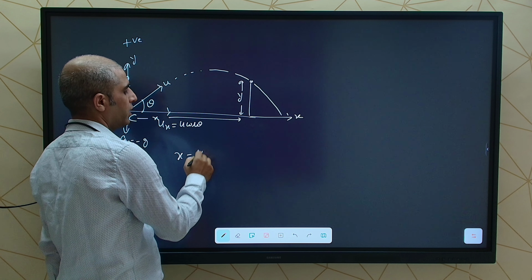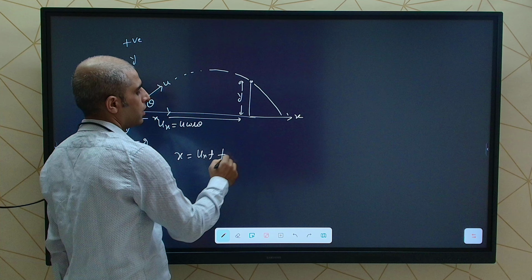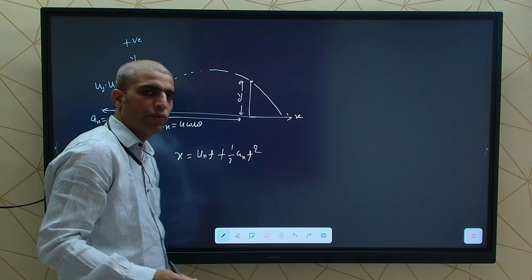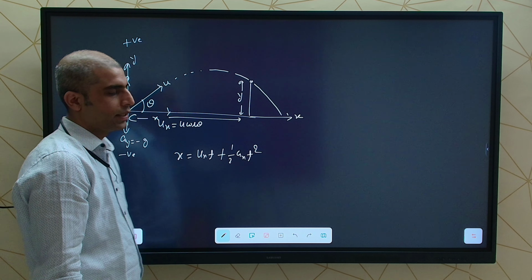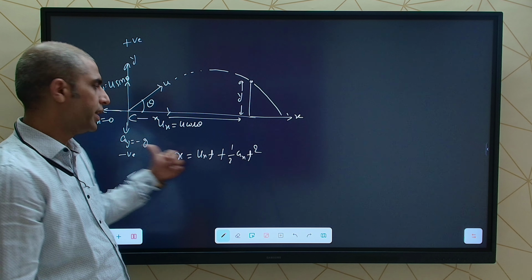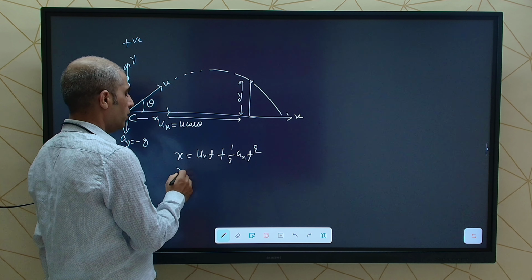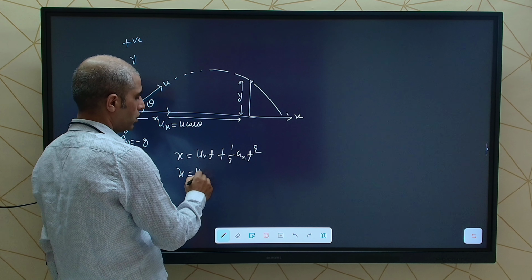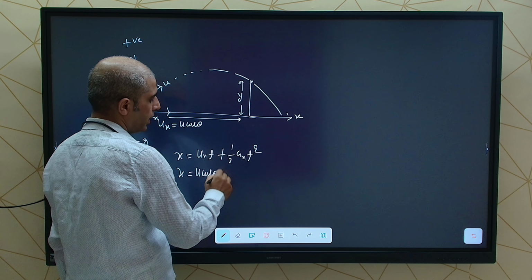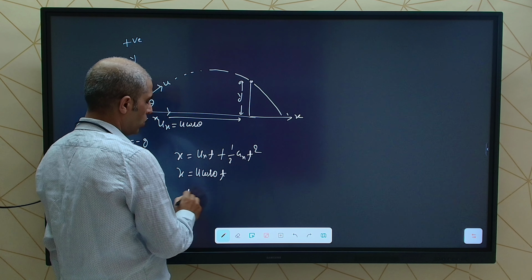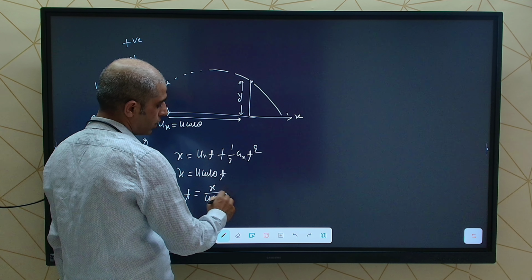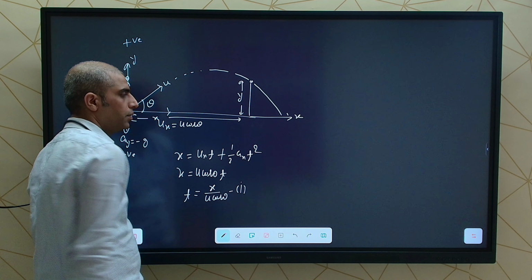So at any instant of time, the value of x is how much? The value of x is uxt plus half axt square. We have to use the equations of kinematics along the x-axis, and the acceleration along the x-axis is 0. So we only take the uxt term, that is u cos theta into t, and the value of t is equal to x upon u cos theta. This is the first equation.